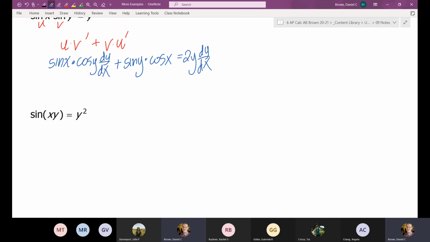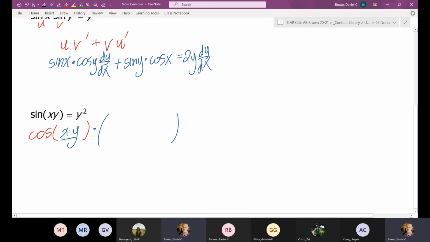So we said it's a chain rule with the product. When I do the chain rule, we take the derivative of the outside. The derivative of the outside would be cosine. Leave the inside the same. Then we have the chain rule times the derivative of the inside. And this is where that product rule is going to come into play.